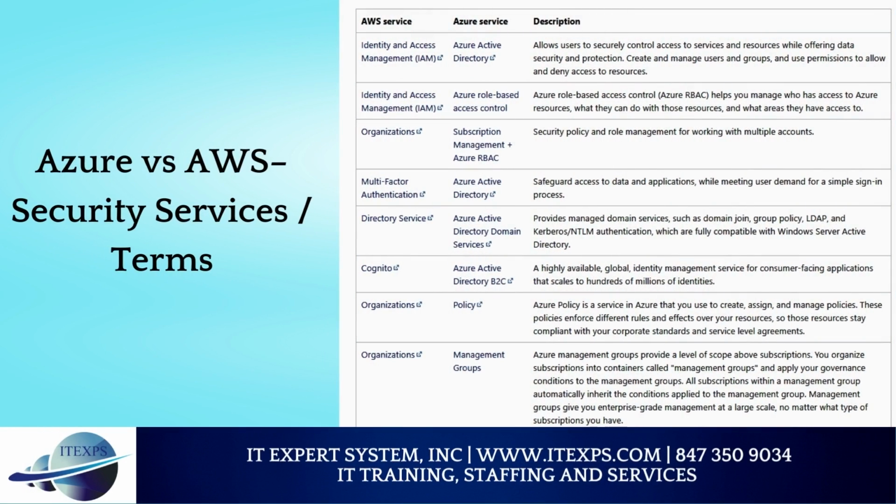Azure versus AWS security services and terms. Identity and Access Management (IAM). Azure Service: Azure Active Directory allows users to securely control access to services and resources while offering data security and protection. Create and manage users and groups, and use permissions to allow and deny access to resources.